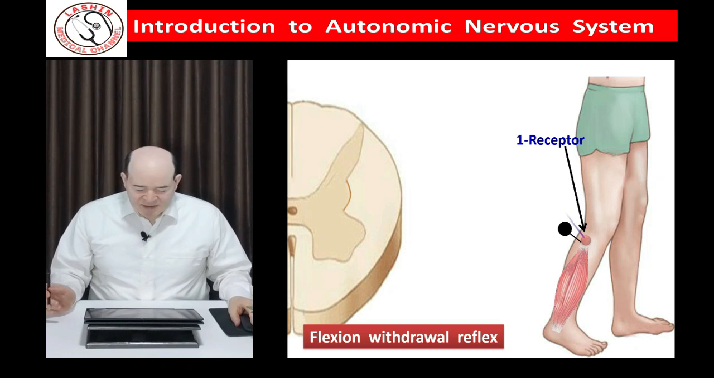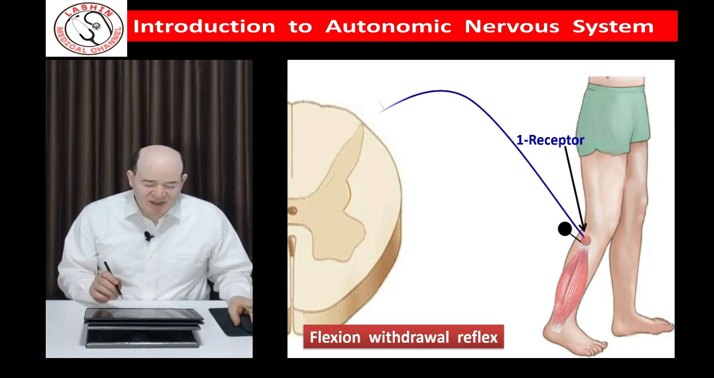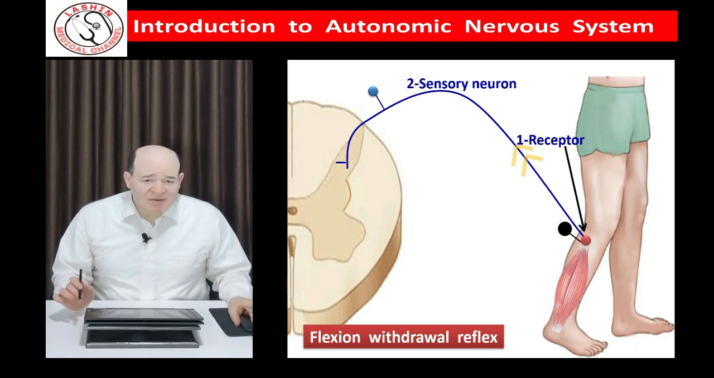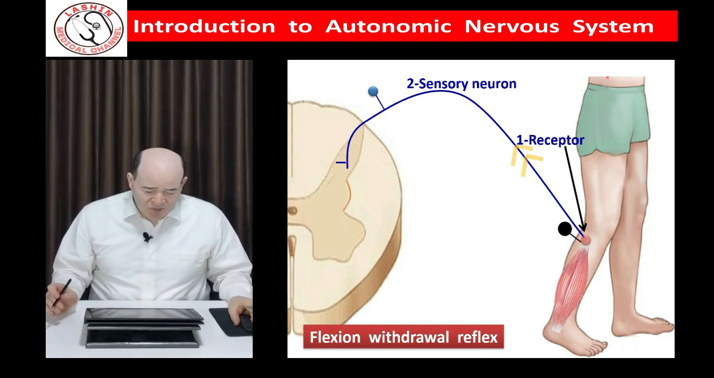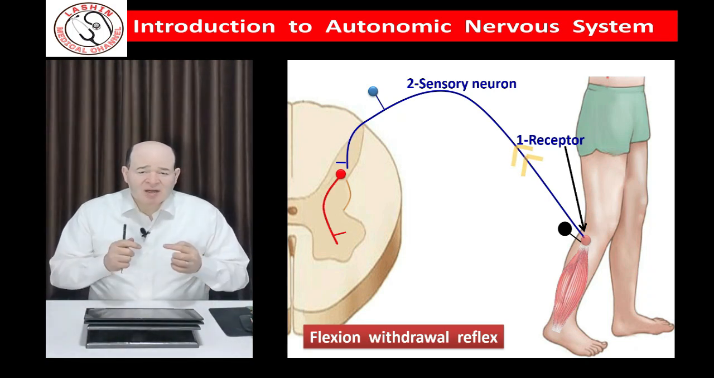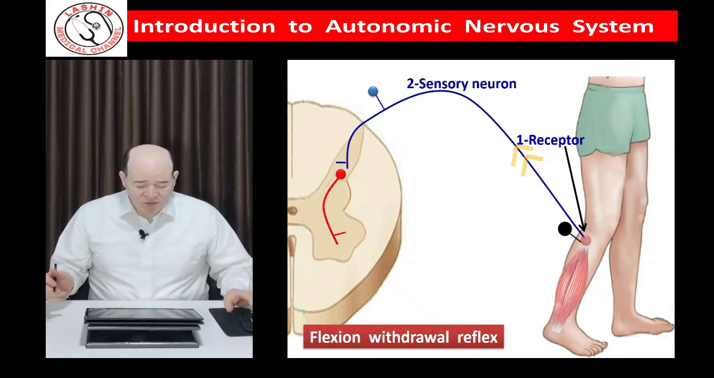Later, the receptor sends impulses via the sensory neuron, which is the second component of the reflex action, responsible for transmitting impulses from the receptor to the CNS. Within the CNS, impulses terminate over the interneurons, which are responsible for processing of information.